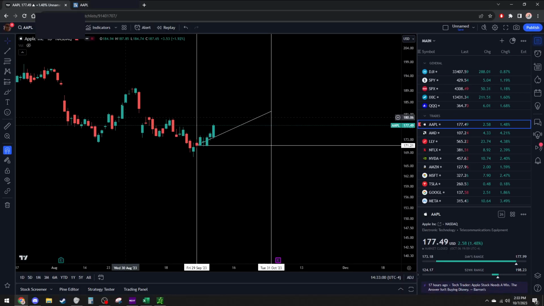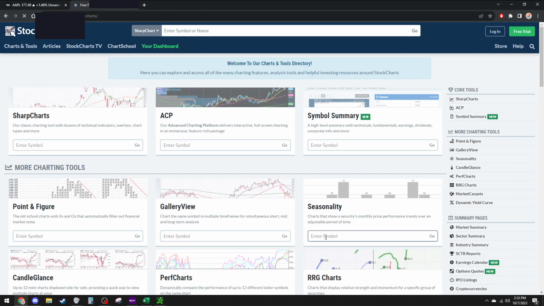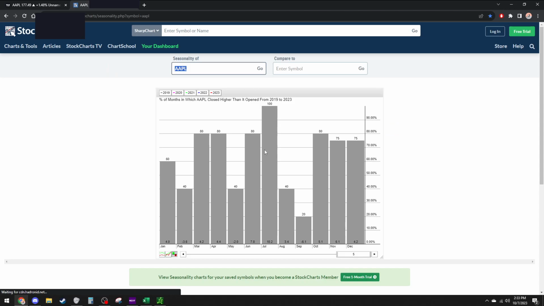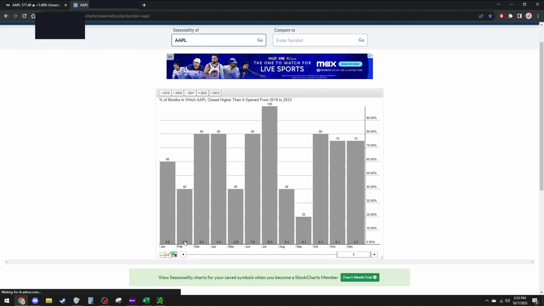Let me minimize this and go to here. So, this is a seasonality chart for Apple. Anyone can get this for free. If you go to stockcharts.com and click on charts and tools, and then come into this little box here, seasonality, I'm going to just put in Apple, right? And you come to this screen, and basically, this will show you the seasonality for each month. In this case, Apple.